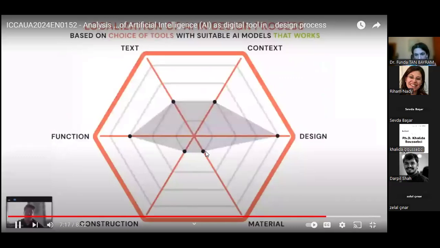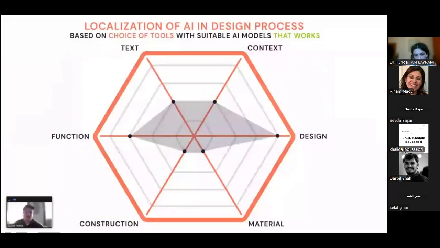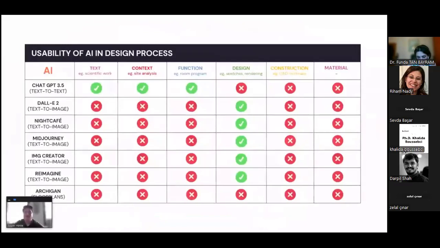So if we put this information into a matrix, the matrix shows in relation to the results that AI is more usable as a tool in the early phase of the design process. And as the ideas are consolidated, the need of AI as a tool decreases more and more. Furthermore, it can be seen that text-to-text models such as ChatGPT can be used in the elements text, context, and function, while text-to-image AI models are preferred in the design element. A more detailed explanation can be read in the paper to this topic.